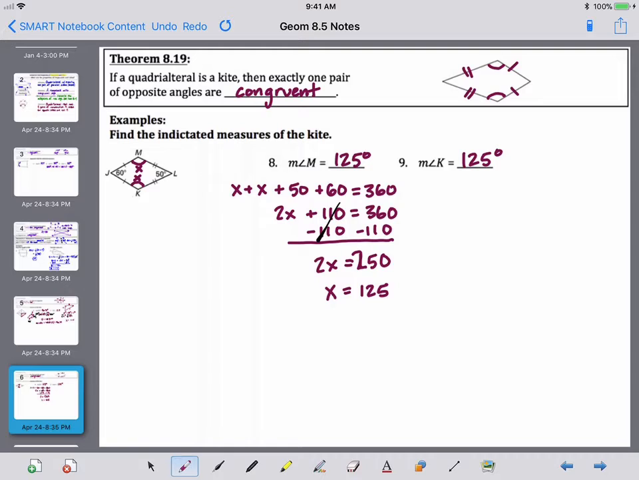All right, so use these 6 theorems in today's lesson to figure out any missing lengths and any missing angles in isosceles trapezoids, mid-segments of trapezoids, and then missing angles and side lengths for kites.